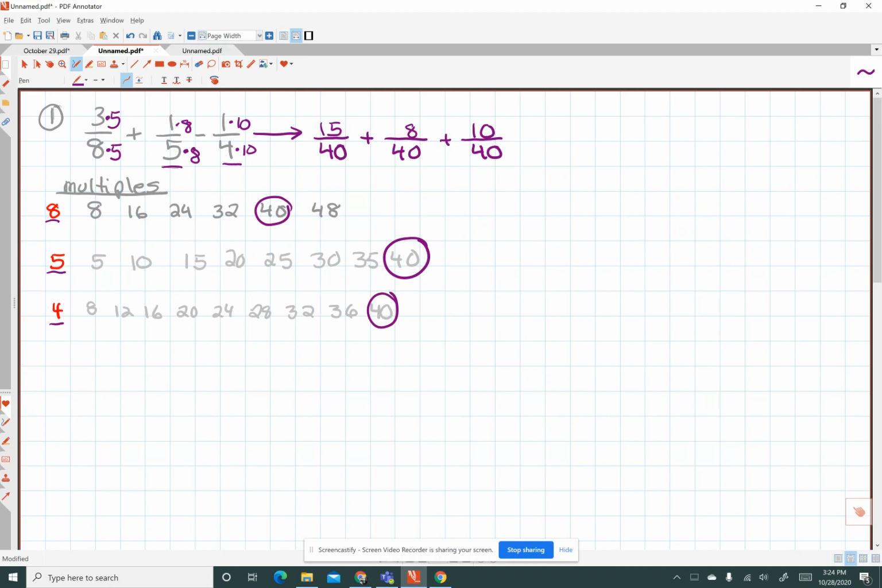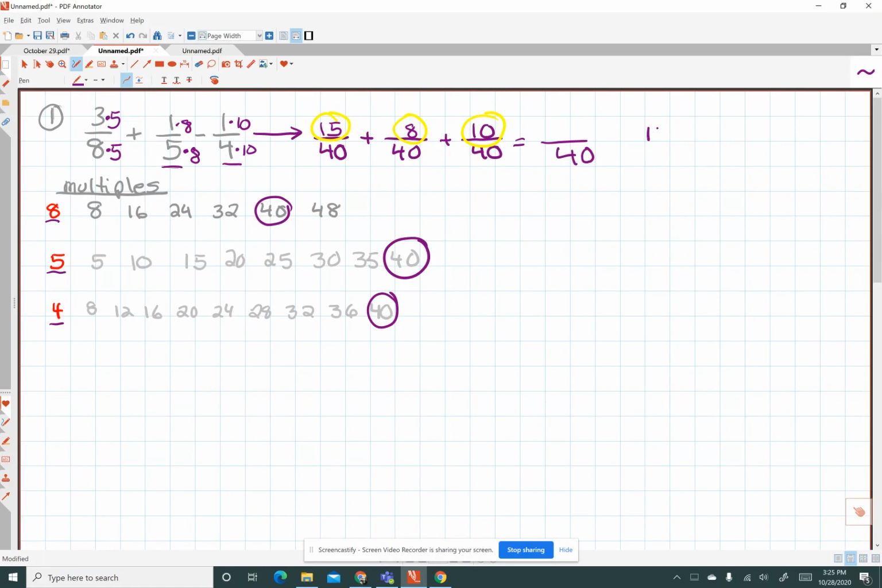So now we have 15 plus 8. So the denominators will stay. We have our denominator. Once we find that common denominator, we're done with the denominator unless we need to simplify at the end. So we have a denominator of 40, but now we need to add these numerators, the 15, the 8, and the 10.